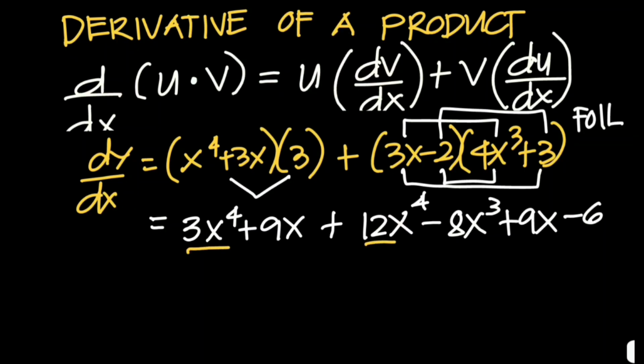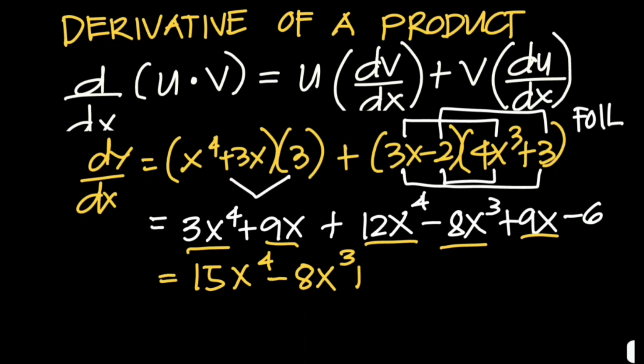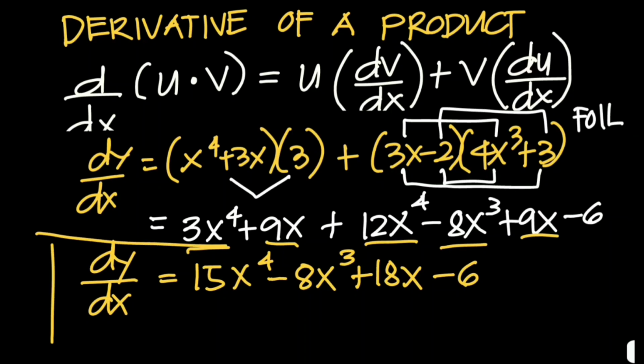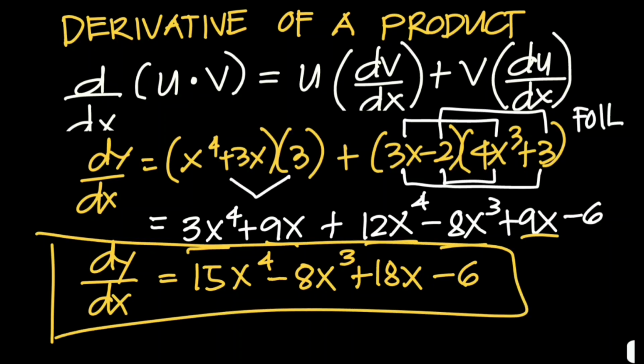3x to the fourth and 12x to the fourth are alike, so we can add them up. So this is just 15x to the fourth. Then negative 8x cubed, it's alone, so we just copy it. So minus 8x cubed. Then we have 9x and 9x. So 9 plus 9 is 18. So this is 18x. Then minus 6. So this is the derivative of the given function y with respect to x.